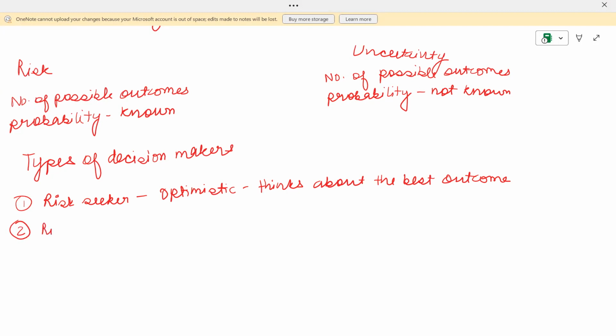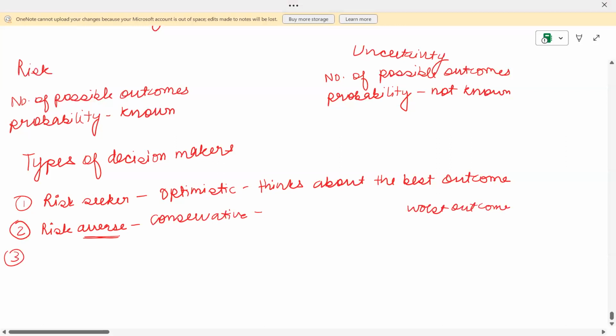Now we talk about a risk averse decision maker. Risk averse, as the name suggests, is a person who takes into account the risks. So he is a conservative person. Conservative person basically means he thinks about the worst outcome. So he is the opposite of the risk seeker.